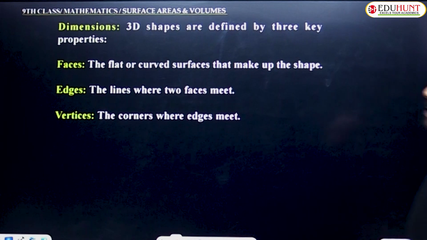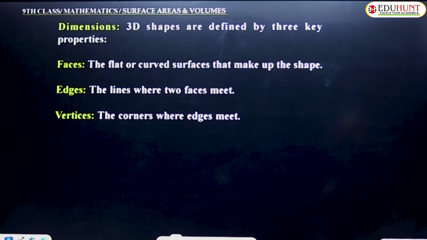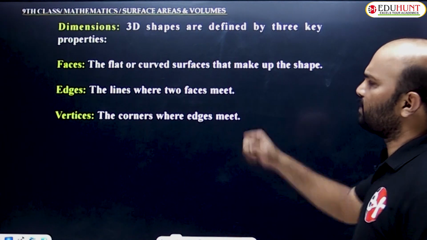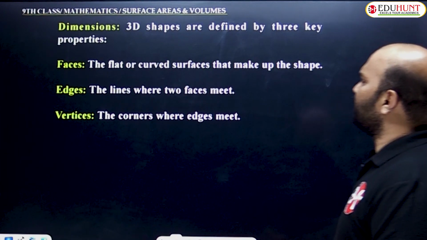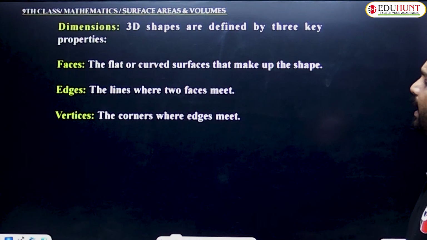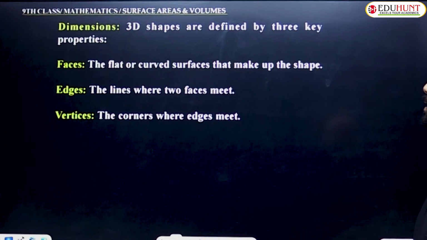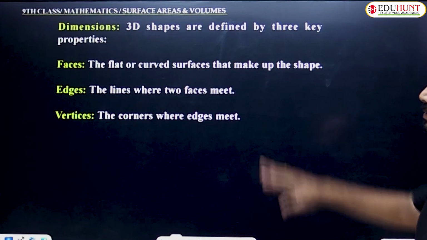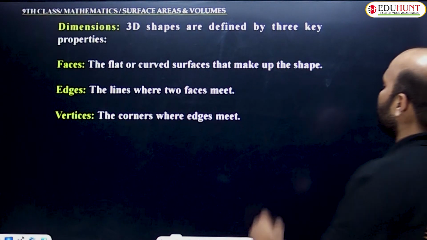So next one, dimensions. 3D shapes are defined by 3 key properties. First one is faces, the flat or curved surfaces that make up the shape. Edges, the lines where 2 faces meet. Vertices, the corners where edges meet. So dimensions, nothing but 3D dimension.